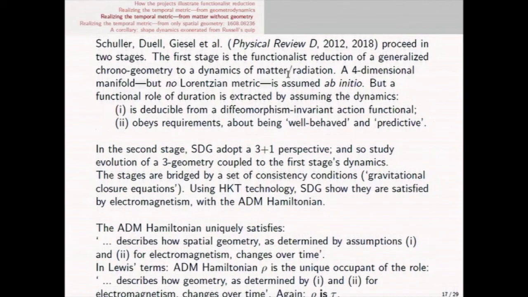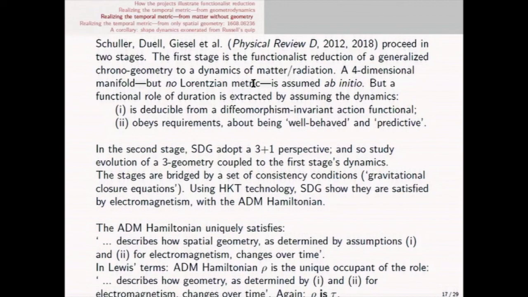The first stage here is the functional reduction of a generalized chrono-geometry to a dynamics of matter and radiation. So for them, a four-dimensional manifold, but in principle, no Lorentzian metric is assumed. And then you try to extract a functional role of duration by assuming that the dynamics of these matter fields, whatever it is, is deducible from a diffeomorphism invariant action functional and will obey certain requirements about being well-behaved and predictive, which are translated into algebraic requirements on properties of its equations of motion.